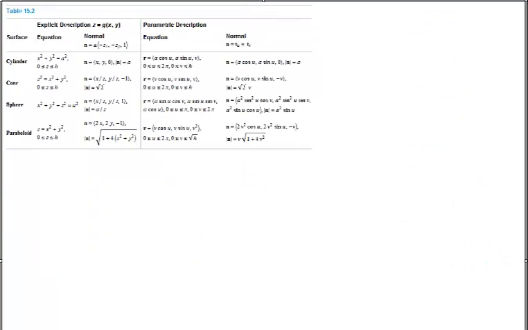Here's a nice little summary. I would have this available when you go to take your test. This is very handy. It writes down all the parametric equivalencies, and also gives you that normal vector, which is very handy to have.